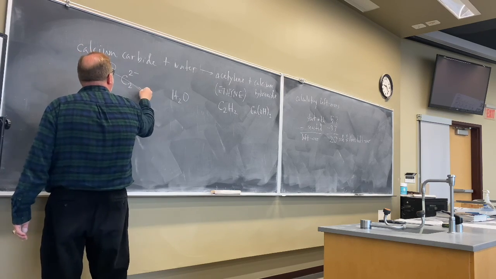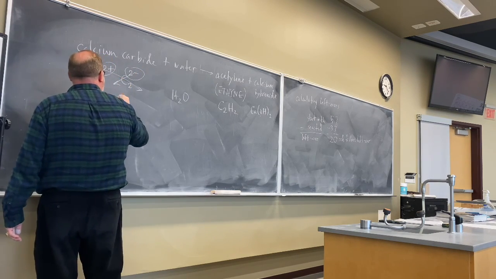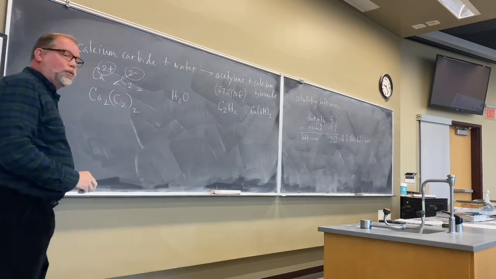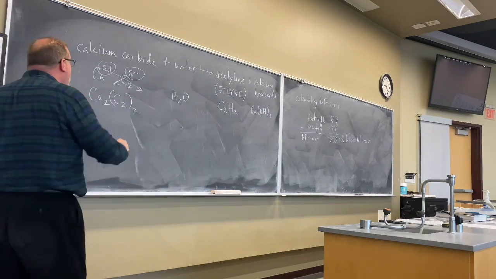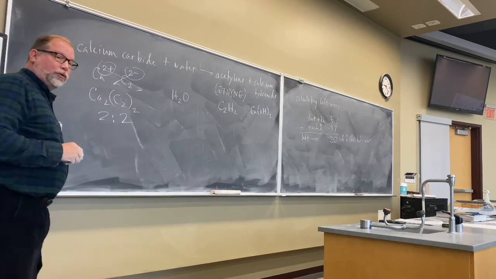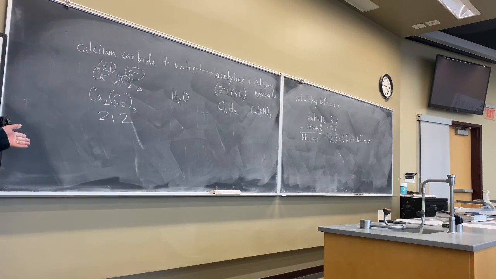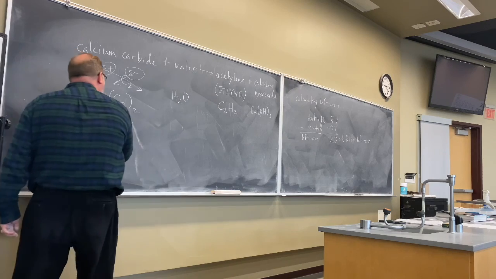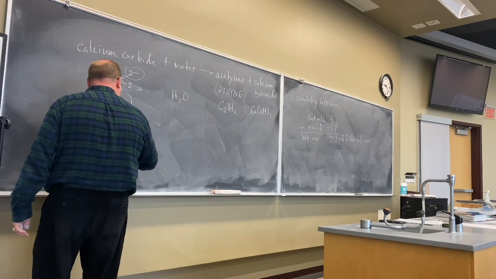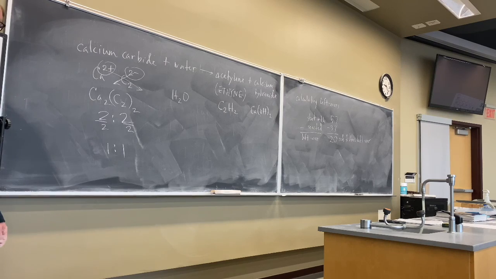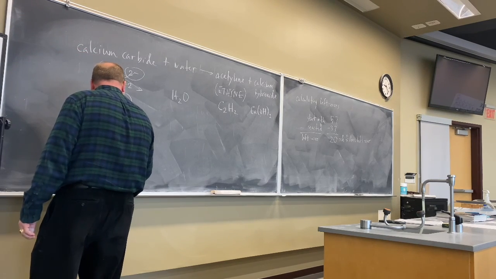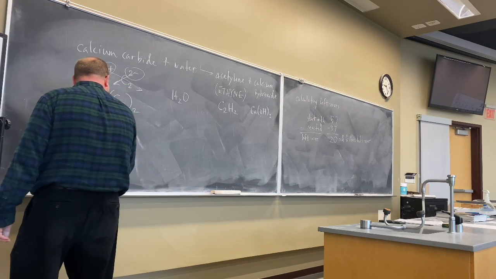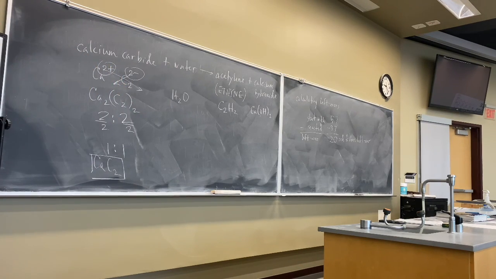When I do the crisscross method, what I get is Ca2C2 sub 2. But that's a 2 to 2 ratio. And because calcium carbide is an ionic compound, we need the empirical formula. The empirical formula is the simplest whole number ratio, so it's 1 to 1. And so the chemical formula for calcium carbide is CaC2. One calcium 2 plus cation, one diatomic carbide anion. There we have calcium carbide.